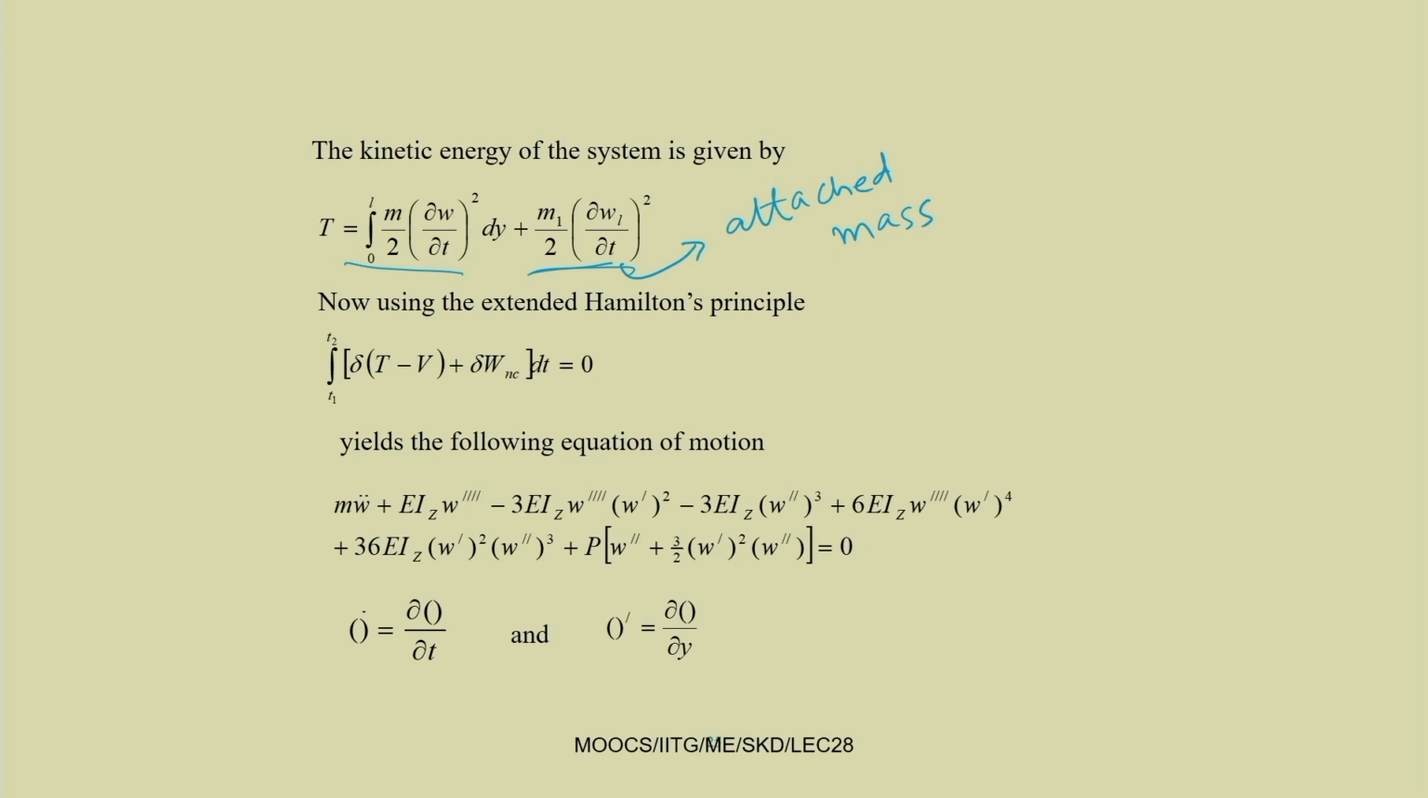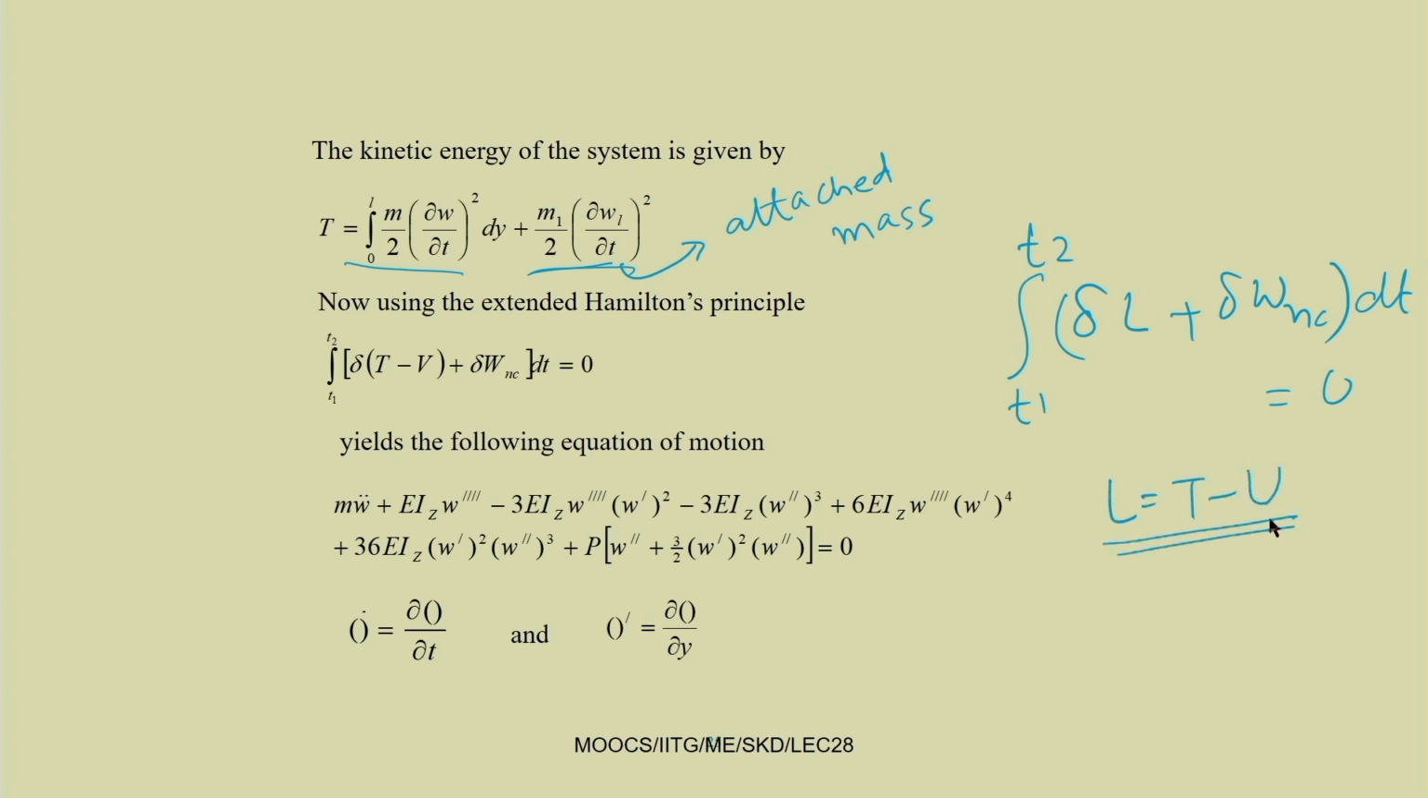Now, using the extended Hamilton principle, you can derive the equation of motion. In the extended Hamilton principle, it is integration from t1 to t2 of del L plus del W NC dt equal to 0. In this case, L is nothing but T minus U, which yields the following equation, similar to the equation we have seen in the previous case.